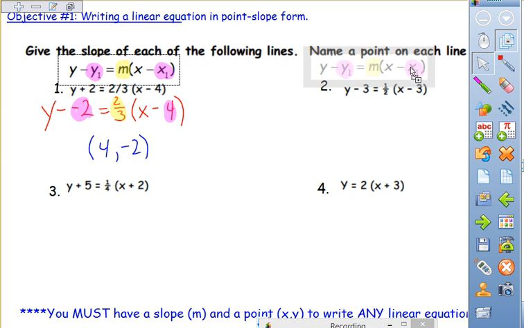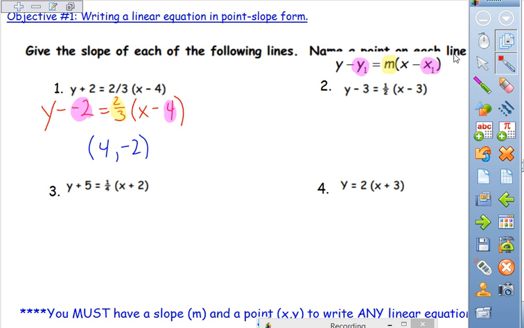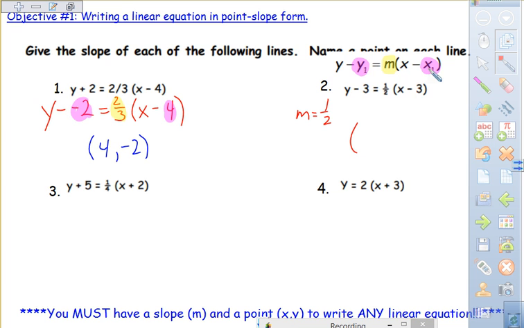Let's try another one, number 2. My slope is a half. And now we're going to pick out our point. So we're subtracting our x value, so it looks like we're pulling out a 3. And our y value is also going to be 3. Please pause the video, and why don't you guys try 3 and 4 on your own.